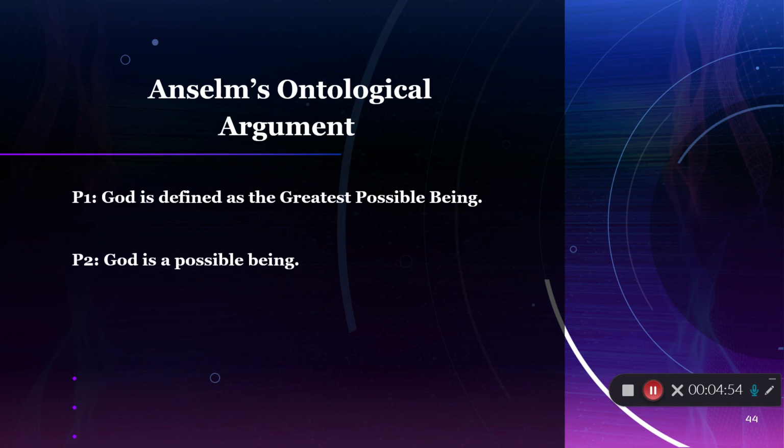Premise two is simply saying, hey, that thing that I just defined in premise one, it's possible. What I mean by that is logically possible. Let's talk about this for a moment. There are at least a couple different types of possibility. There's practical possibility and logical possibility.